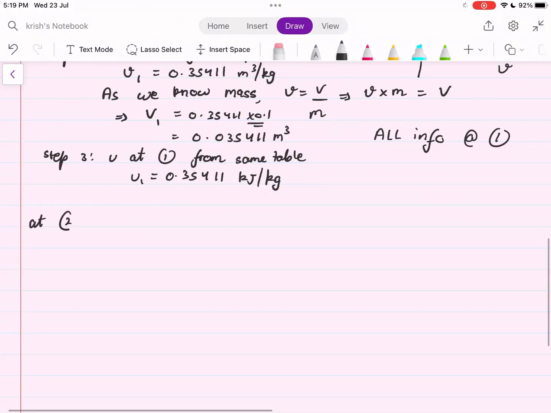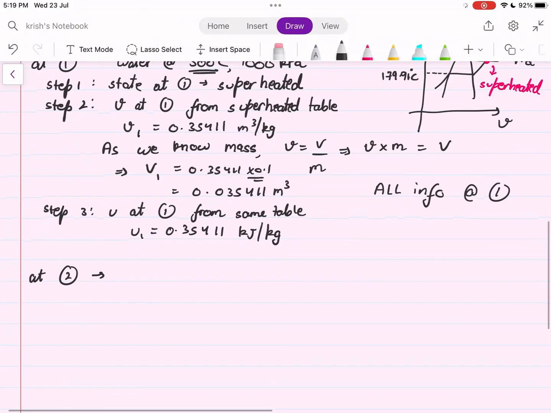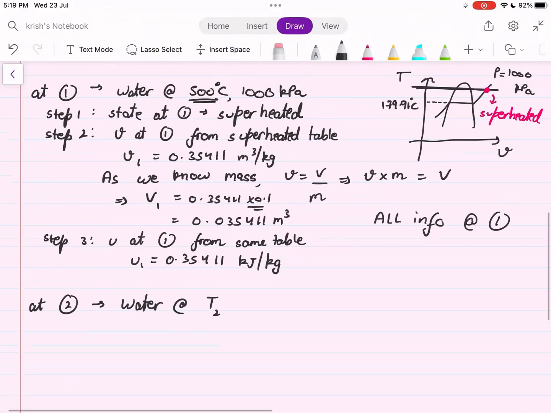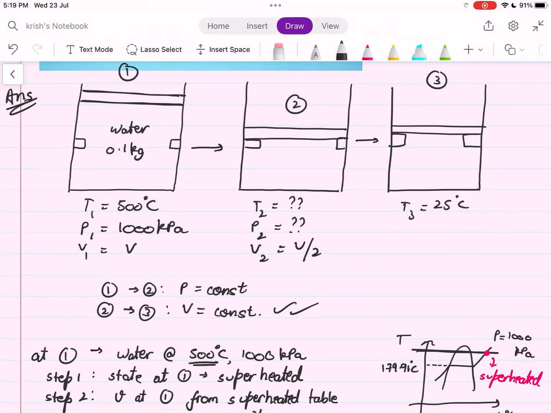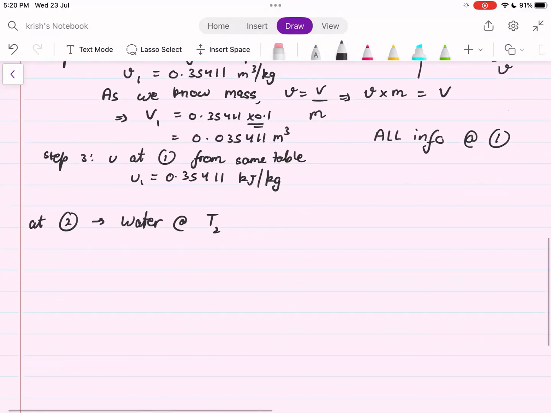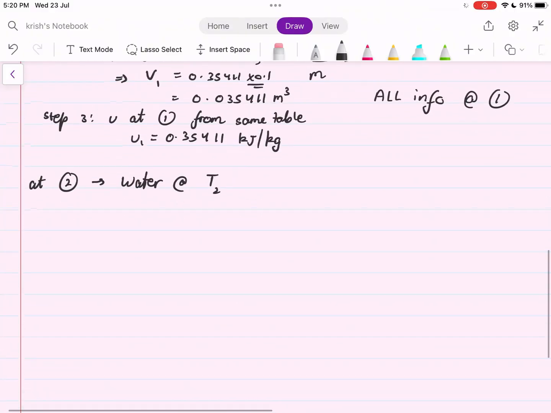Now we will do the same exact thing for state 2. We have water at some temperature T2. Remember, the water is losing some energy, right? So we don't know what exactly that energy loss is, but as we will see, the temperature from 1 to 2 will decrease. That is why the piston is coming down. That is why the atmospheric pressure is compressing it at a constant pressure, and that is why 1 to 2 is also constant pressure process. Anyways, water at some T2 and P equals to 1000 kilopascals.